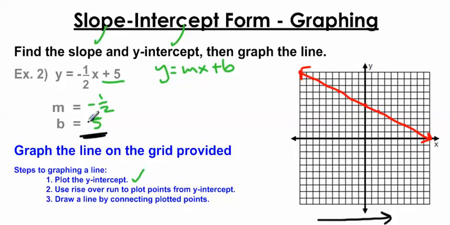And is it crossing at a positive 5? This is a positive 5. And yes, 1, 2, 3, 4, 5. This is a positive 5. So this is the line on a graph from the equation y equals a negative 1 over 2x plus 5.